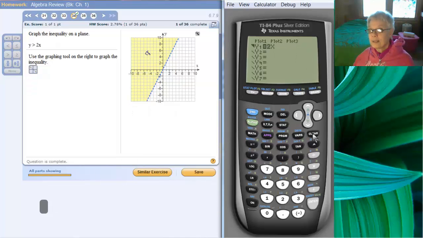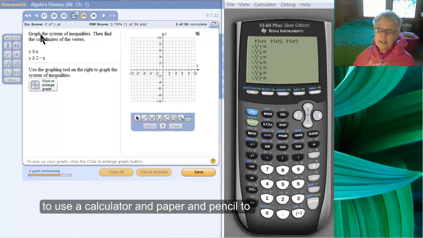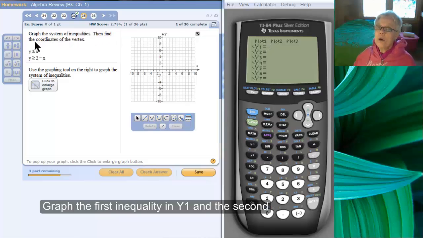Now I'm clearing the calculator and I'm going to the next problem, which is number 35. Here we're going to graph two linear inequalities in two variables, and then we're going to find the vertex. You'll see what that is. You can already do it. You already know how.